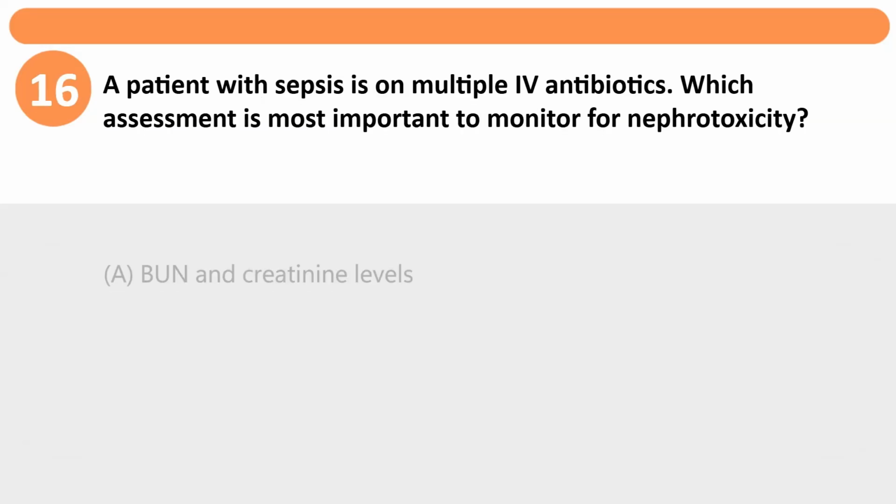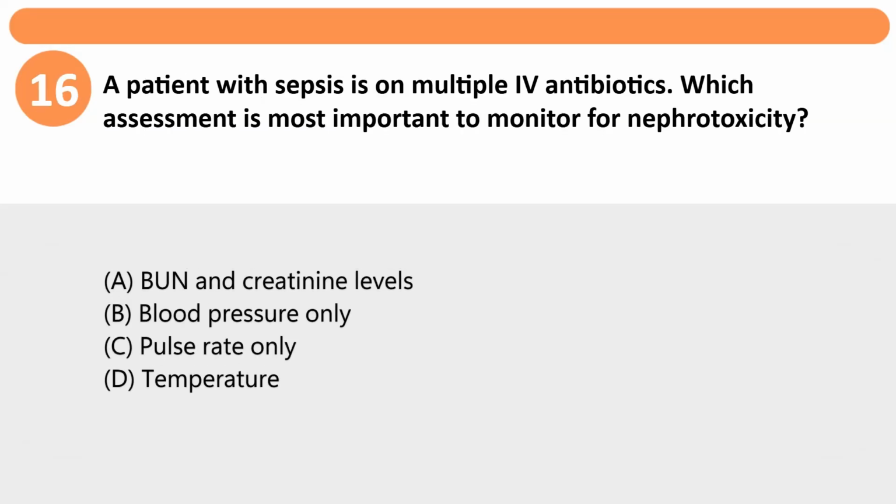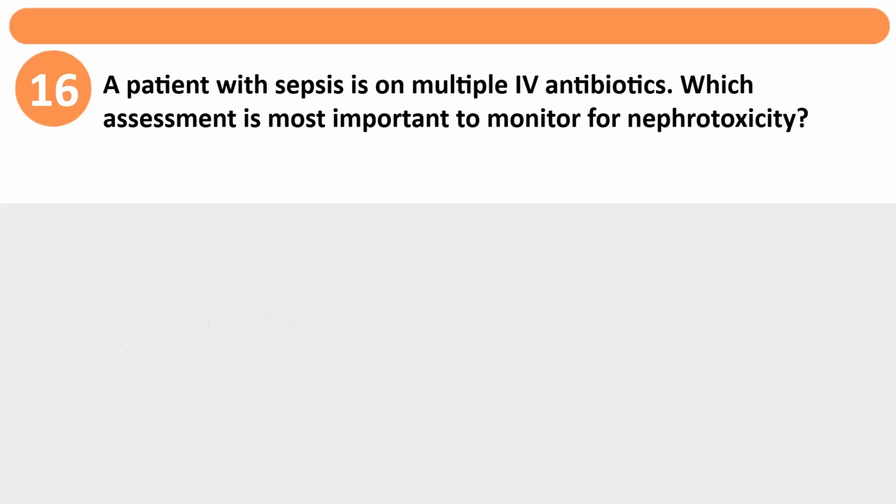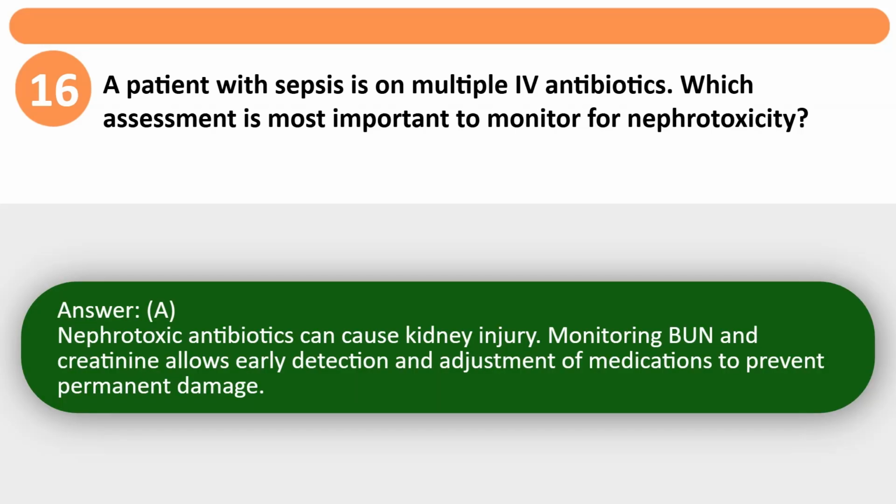A patient with sepsis is on multiple IV antibiotics. Which assessment is most important to monitor for nephrotoxicity? A. BUN and creatinine levels. B. Blood pressure only. C. Pulse rate only. D. Temperature. Answer, A. Nephrotoxic antibiotics can cause kidney injury. Monitoring BUN and creatinine allows early detection and adjustment of medications to prevent permanent damage.